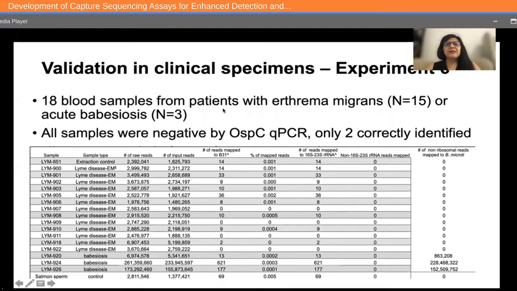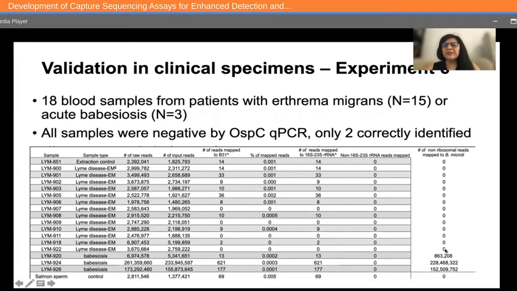So in the next experiment, which is also validation in clinical samples, we took 18 blood samples from patients with erythema migrans or acute babesiosis, and all of these samples were negative by qPCR, and only 2 of these were correctly identified. This table shows, at the bottom, the Babesia samples, which are really strongly positive, and we can see there's a bias of the reads distribution, where most of the reads are assigned to these 2 babesiosis samples, and the other samples ended up getting fewer reads.